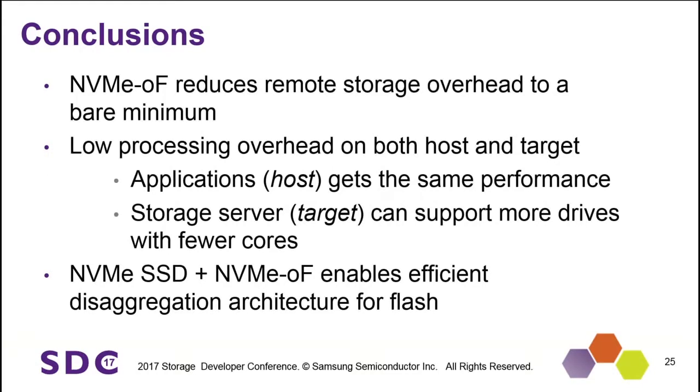Top level conclusions: NVMe-over-Fabrics reduces remote storage overhead to the bare minimum. That is, you can take your direct attached storage, stick it on the other side of the network, and you still get the performance of direct attached storage with a slight minor overhead. In addition, the stack itself doesn't impose a big penalty, either on the target side or on the host side.